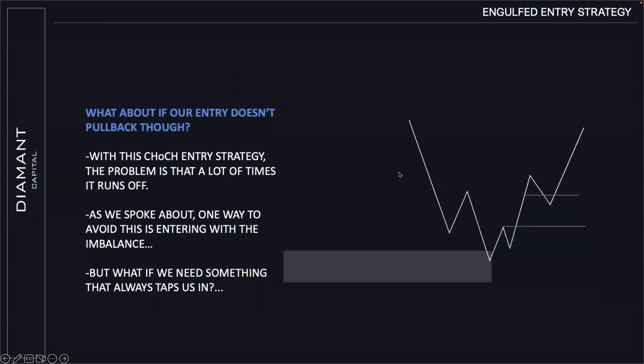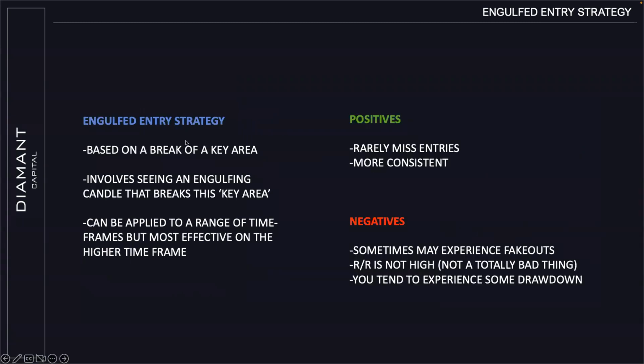Now, what happens sometimes is our entry will not pull back fully. One of the ways we've talked about is potentially entering on the imbalance and then taking that higher. But what happens if it just starts to run off? There are many times where this actually does happen. One of the ways to go about it is using the higher time frames and using this engulfed entry technique.